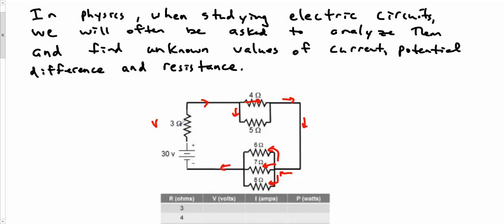You might be asked to solve for the potential drop here, and here, and here, and here, and here. And in this question, you're given a bunch of R's, but if not given R's, you might have to solve for R's.